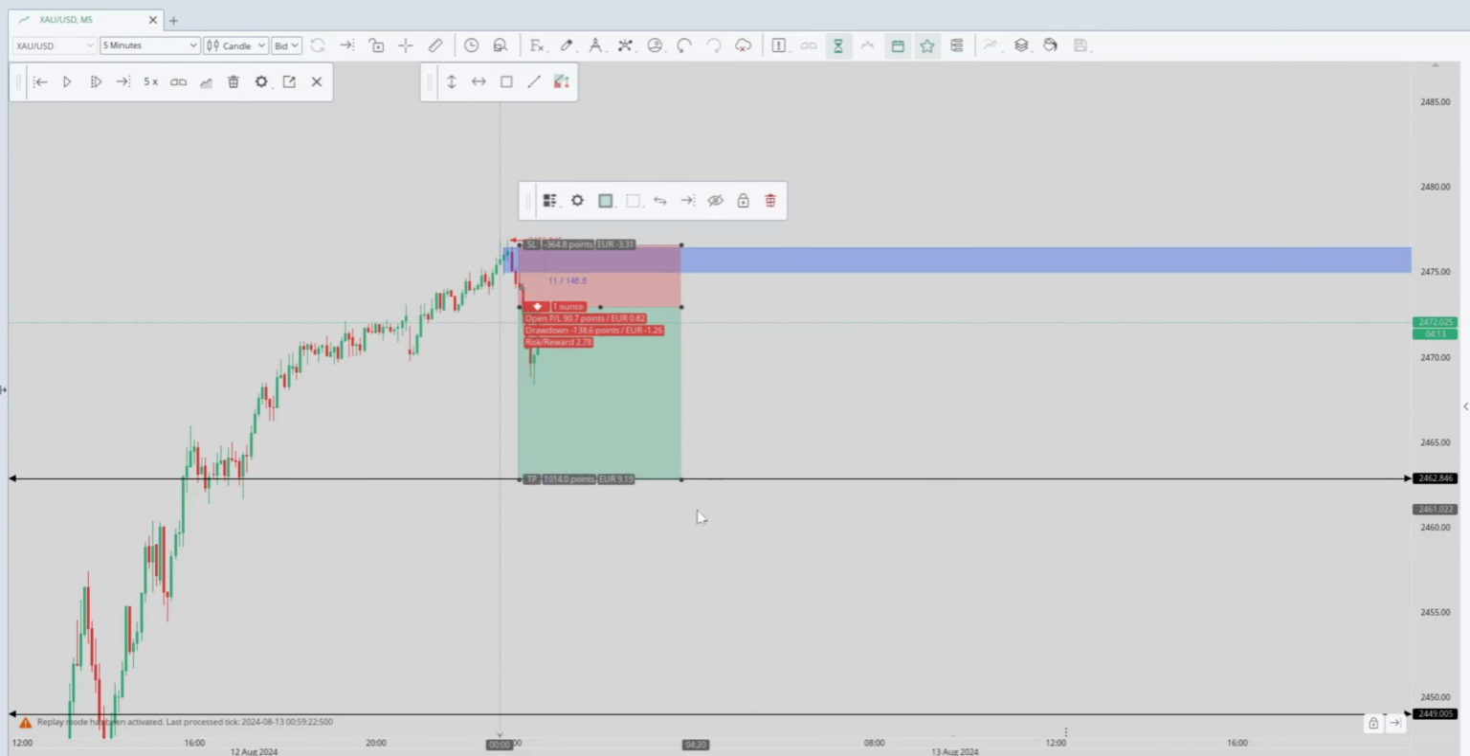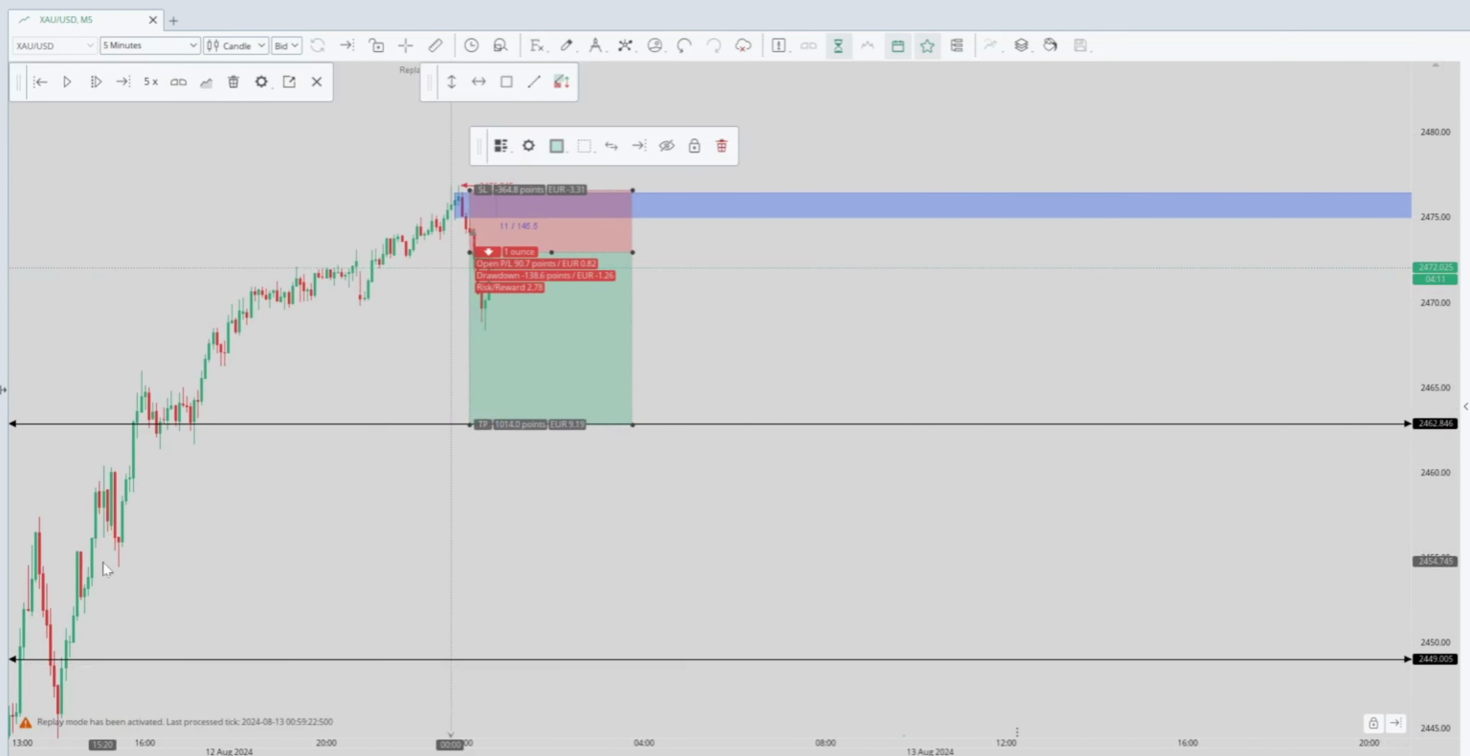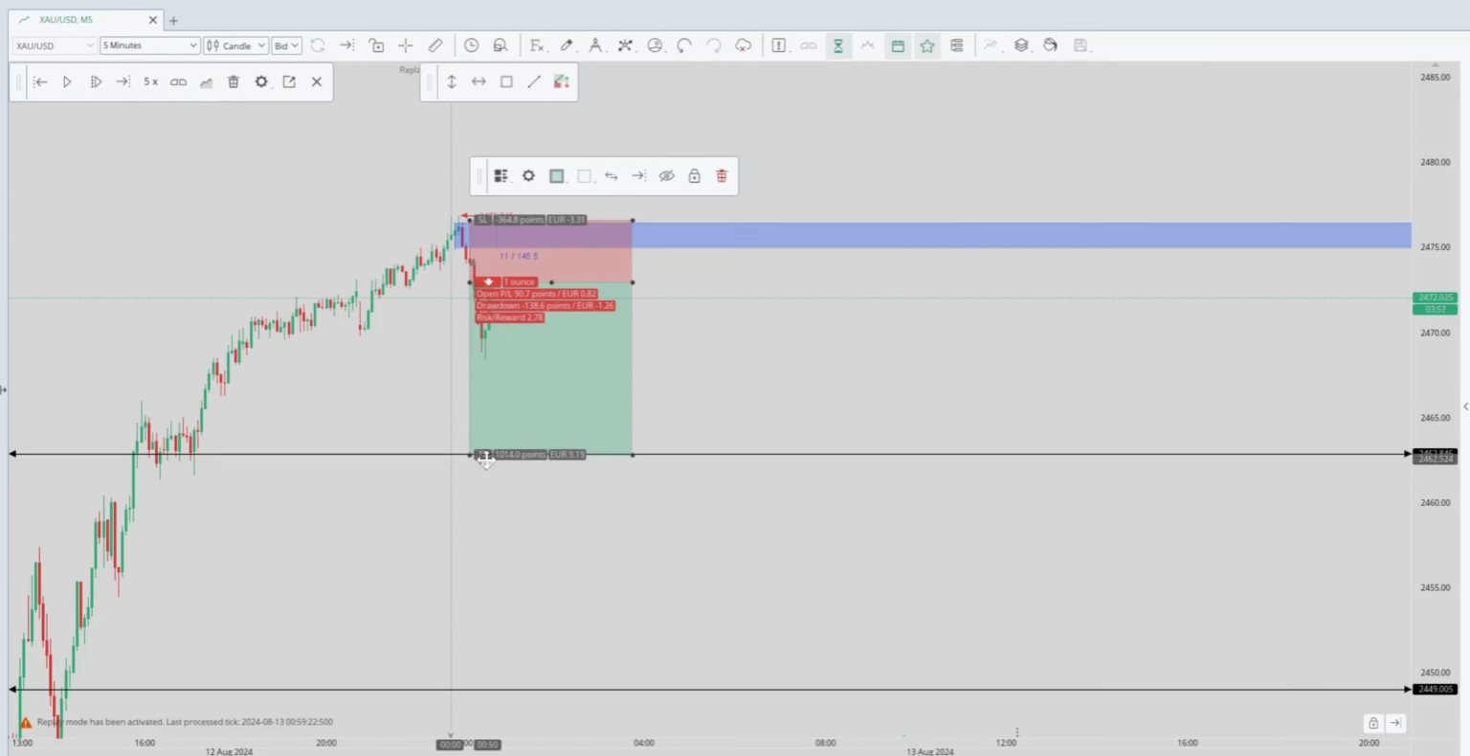So this would have been my first TP, and my second TP could have been here, right? Now we have what? This is a support right here going up. This is another support right there going up, right? So this could have been my first TP. Now let's see what happened.